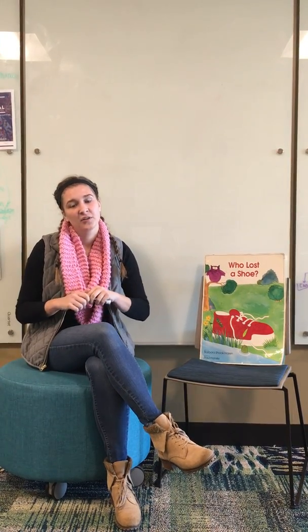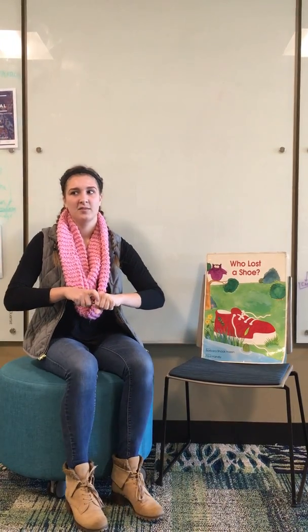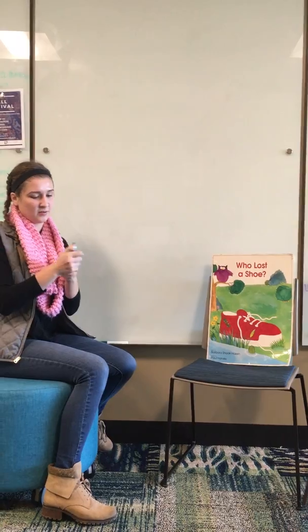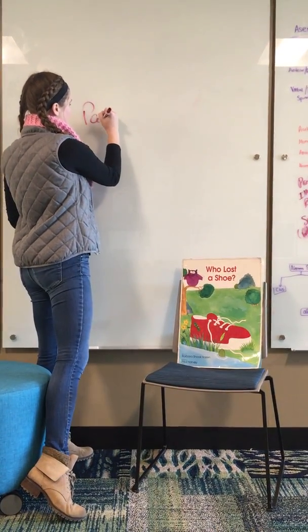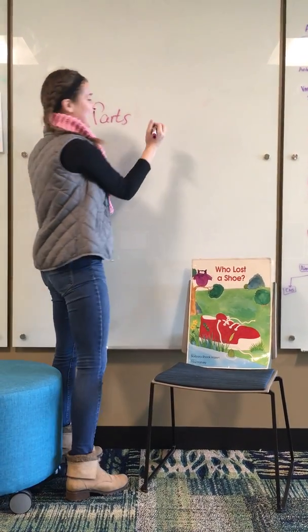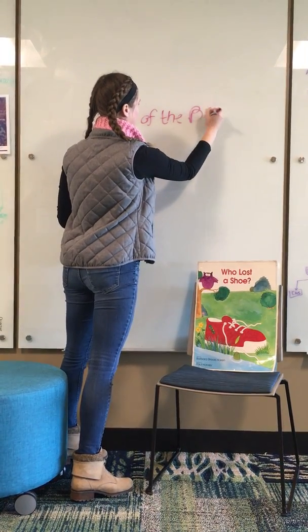I'm going to teach you how to make those predictions based on semantic information. And semantic is a really big word. So I'm going to write some clues on the board as we read that you can look at about semantics. So another way to describe semantic is parts of the book.